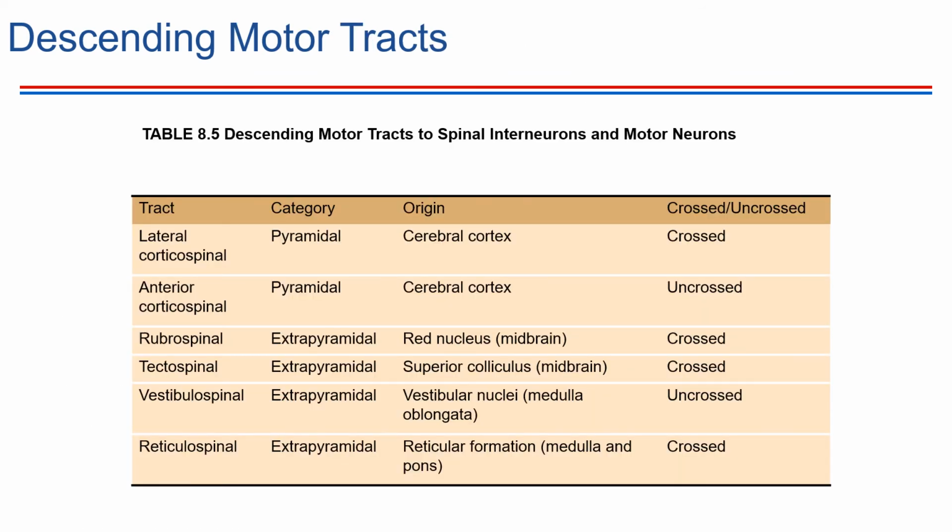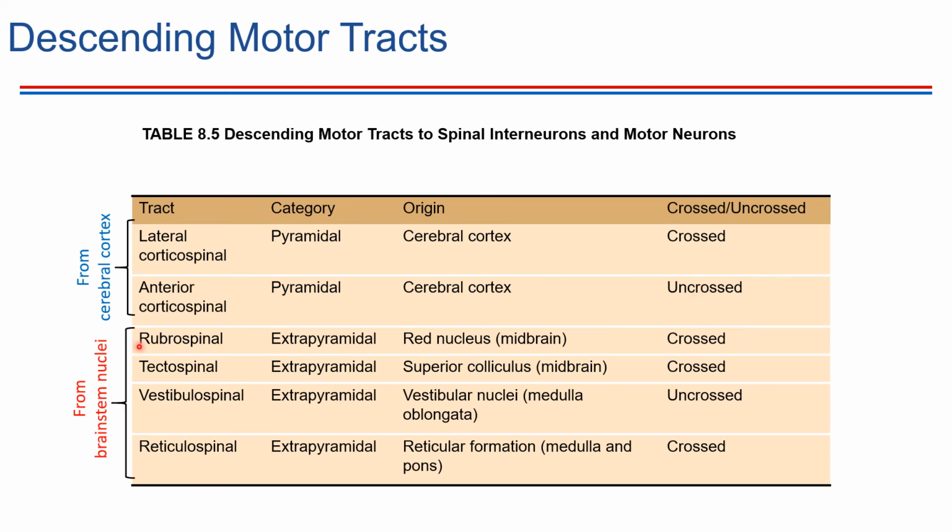So we can take a look at this chart, and this chart is putting together a bunch of different descending motor tracts. We've just talked about these first two, those coming from the cerebral cortex. And again, they're called corticospinal tracts, cortico for coming from the cortex, because that's where they live. And they're both pyramidal, so they're going through the pyramids in the medulla oblongata. I don't want you to worry about this. The anterior corticospinal tract, it says it's uncrossed, and I've seen many sources where they're both crossed and uncrossed, so it goes both ways there.